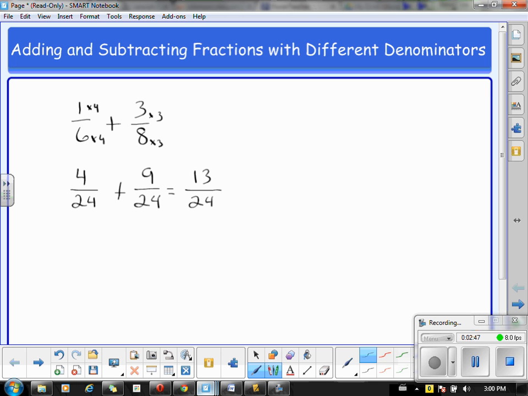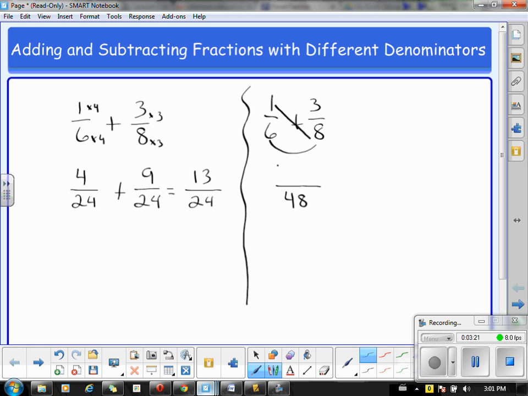Now there's a second way that we could do this. With the second way, you don't have to find the lowest common denominator, and you don't have to make equivalent fractions. It's kind of a shortcut. So we're going to look at the same two numbers, 1/6 plus 3/8. In this way, there's a lot of multiplying involved, but you don't have to think about that common denominator. So you think 6 times 8 is 48. That's what your denominator is.